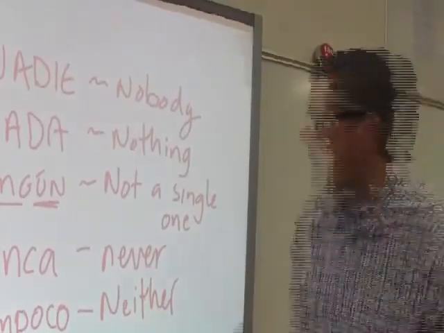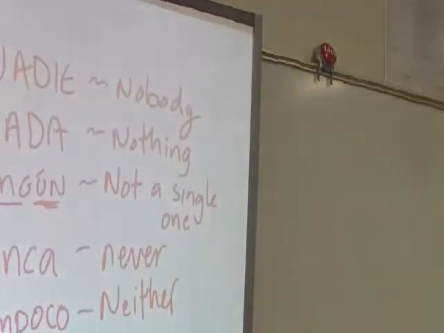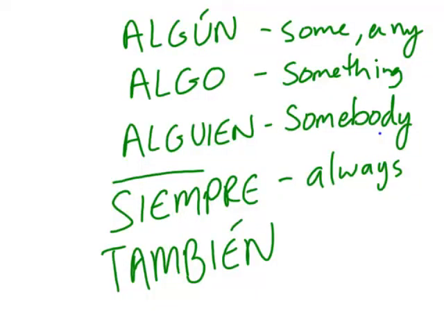Okay, so those are our negatives. Let's take another glance at our positives. Algún, some. Algo, something. Alguien, somebody. Siempre, always, también. Okay. We're going to practice these in class, but I wanted to get you familiar with these words. I suggest you take a couple minutes and study them. Don't just be like, oh, I'm done with the lesson. Go back, rewind, press play again, watch them again, see if you can remember these words as I'm writing them, see if you can get them before they're there.